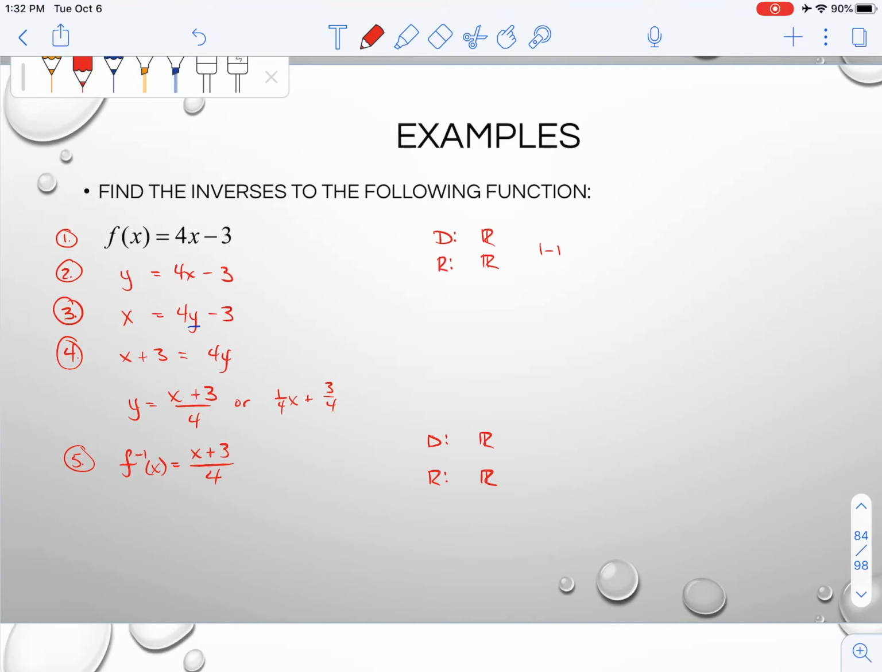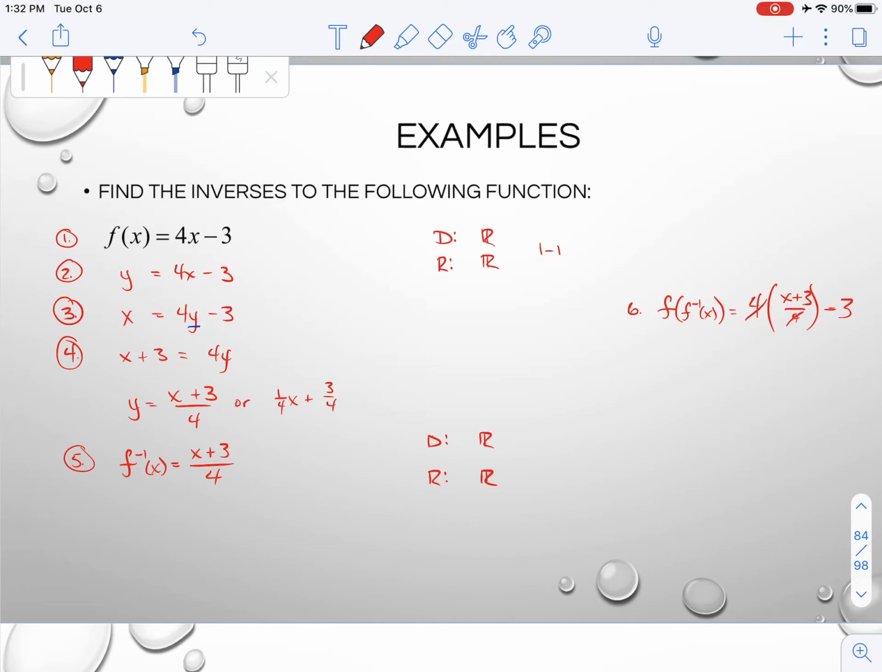Step 6, our check. So if I evaluate f of f inverse, I'm going to have 4 times x plus 3 over 4, and minus 3.